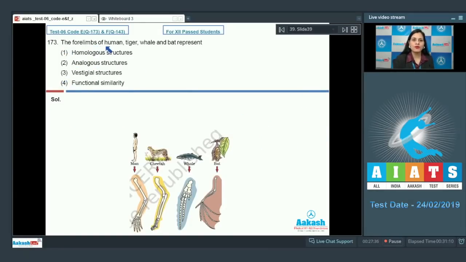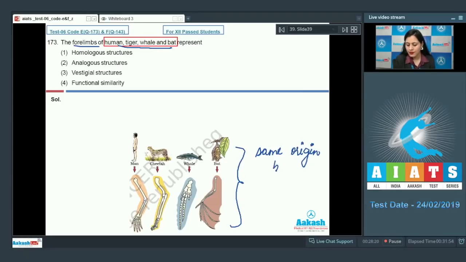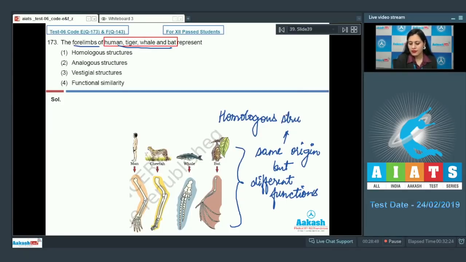Question number 173. The four limbs of human, tiger, whale and bat represent, and the options are homologous structures, analogous structures, vestigial structures, functional similarity. And we know that human, tiger, whale and bat, they all belong to the class Mammalia, and the four limbs of all these animals, as you can see here, they have same origin but different functions, and they are homologous structures. So the correct answer to this question is option number 1. Four limbs of human, tiger, whale and bat represent homologous structures. Let's discuss rest of the options.